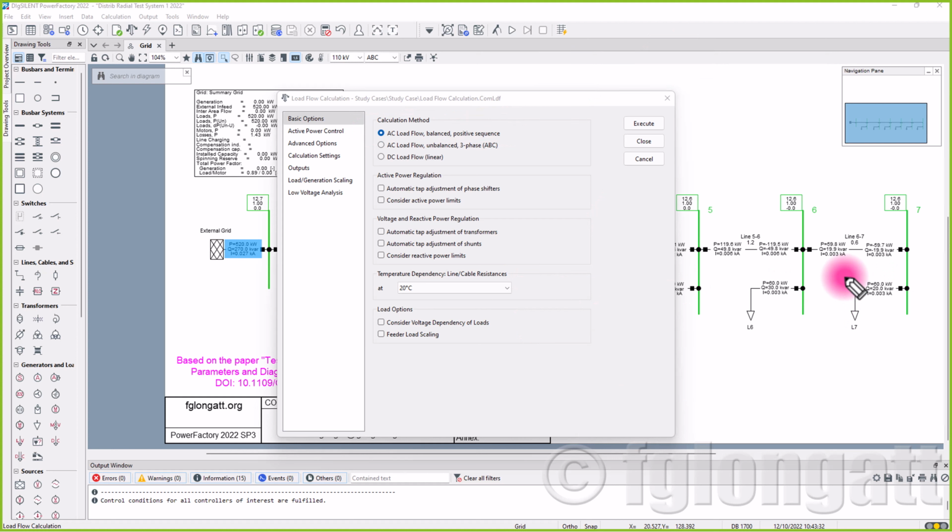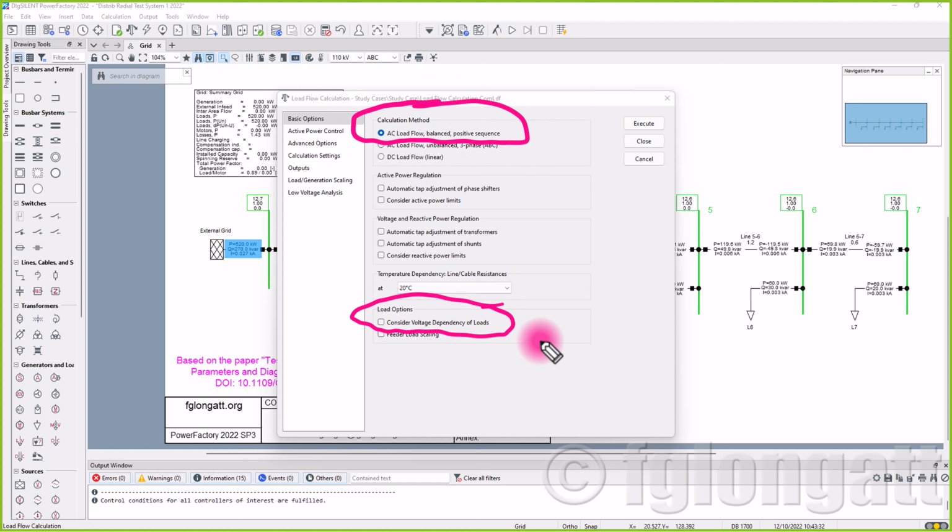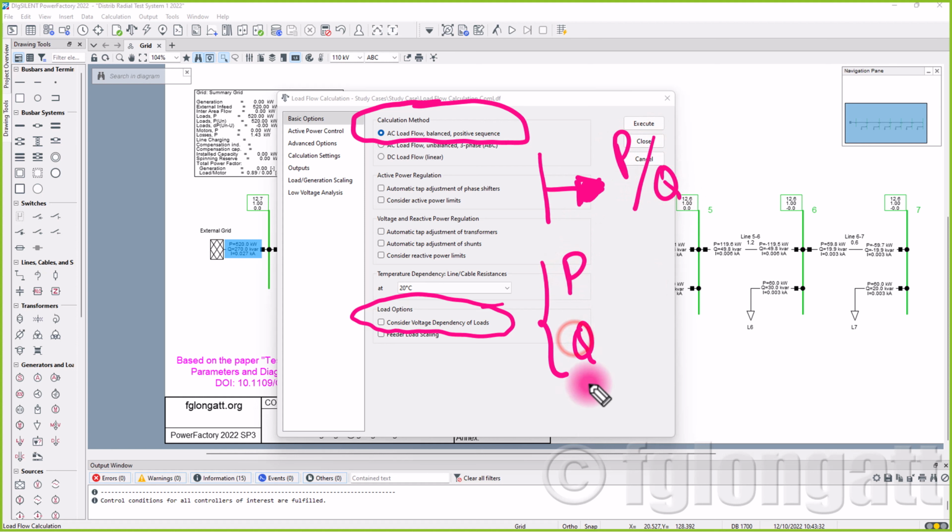Because here, I would like to show you several aspects that are very, very important. When we run the load flow in this way, this is the classical load flow. However, today I would like to teach you something about voltage dependence at the loads. What does voltage dependence at the loads mean? Well, if you remember, you can imagine any load like this. Every single load can be described by active power and reactive power consumption. And this active power and reactive power can be a function of the terminal voltage.